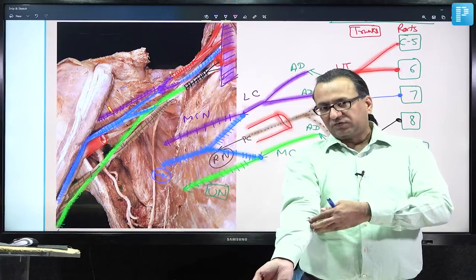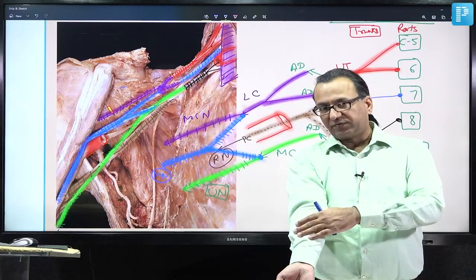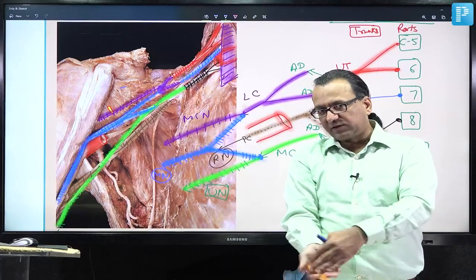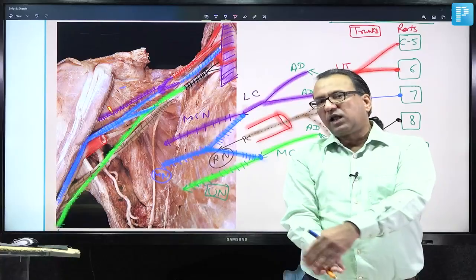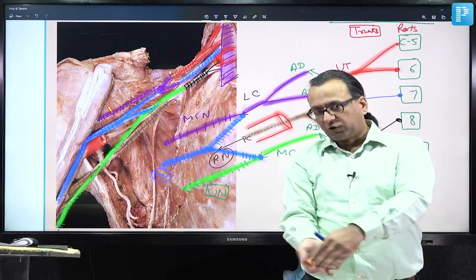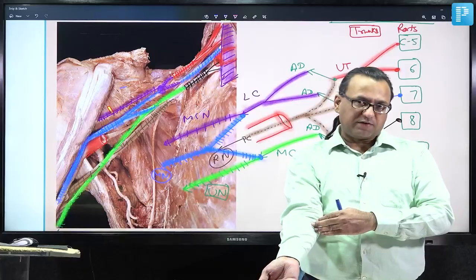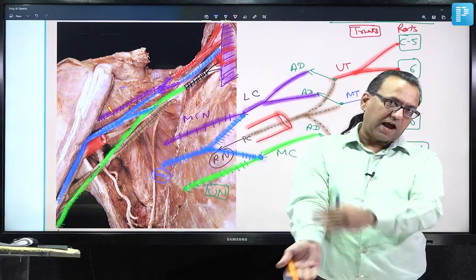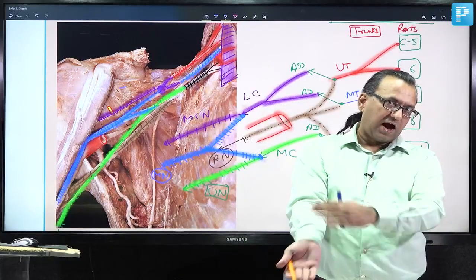So basically, which nerve is the nerve of anterior forearm muscles? Median nerve, partly ulnar nerve. And which nerve is the nerve of hand muscles? It is mainly ulnar nerve and partly median nerve. The ulnar nerve has more supply in the hand, less in the forearm. And the median nerve has more supply in the forearm, less in the hand. So that means anterior forearm and hand muscles are supplied by only two nerves. Yes, their names are median nerve and ulnar nerve.